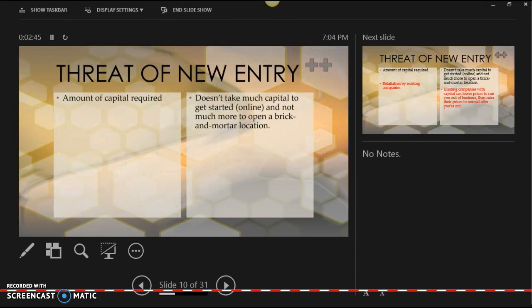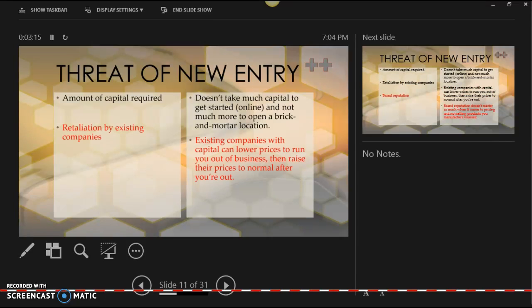So for threat of new entry, the amount of capital required doesn't take a whole lot of capital to get started, especially if you're starting online. And not really a whole lot more to open a brick and mortar location, especially since there are big rooms that you can lease where you can get started from, in strip malls or maybe even one of the malls themselves. Wherever you can find a location you can lease. You don't have to own all your buildings at the very beginning.